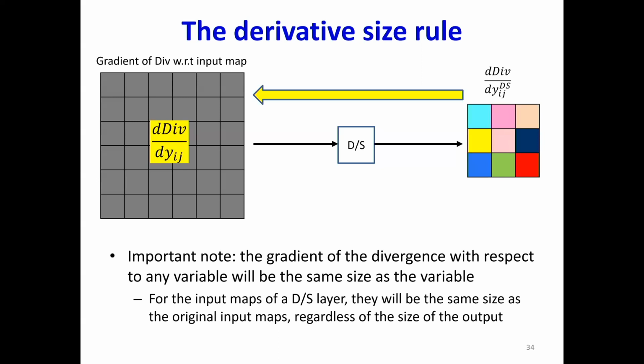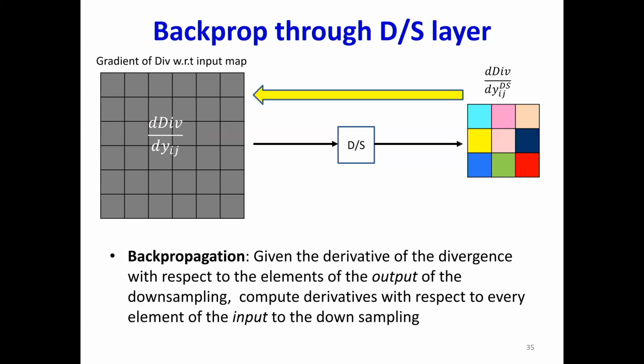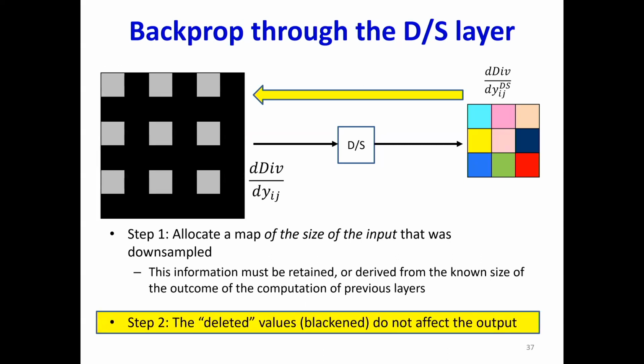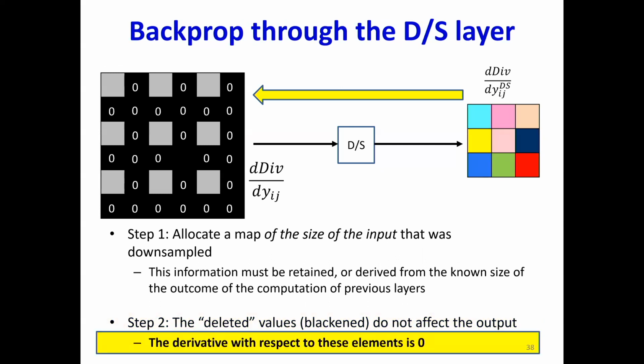And so if I want to compute the derivative going backwards, remember again that the derivative must have the same size as the input, right? So the first thing I would do is maybe allocate a map of derivatives of the correct size. And then while coming backward, I would expect that I already have the derivatives for all the elements of the output of the downsampling. I know these were the only locations that got copied forward during downsampling. So all I need to do is to set the rest of the derivatives to 0 because we know that they do not affect the output, right?